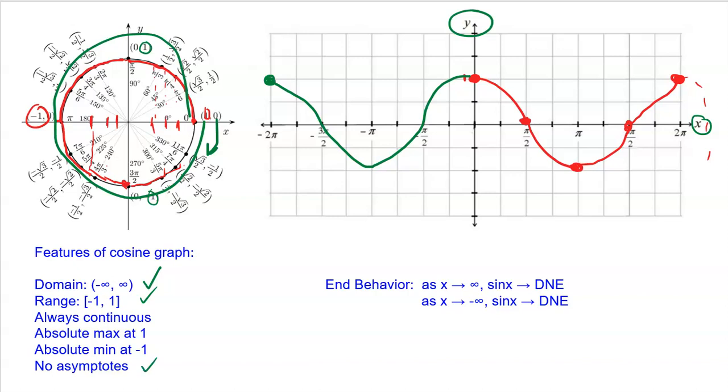The end behavior is just like sine. Oh boy, this is cosine. I can't believe I have that typo there. Cosine of x. But again, because it's oscillating, it's not going anywhere. It's going up and down and up and down. So we don't really have an end behavior. The end behavior just does not exist.